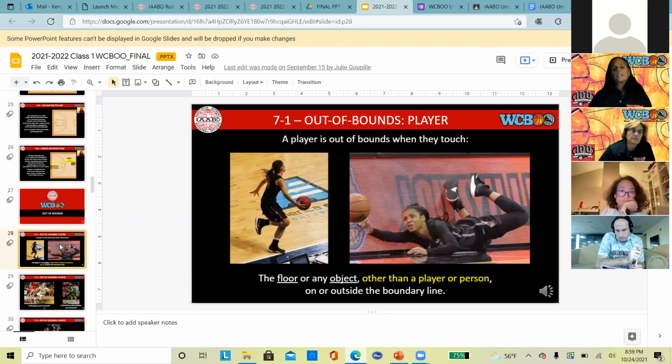Out of bounds. This is just kind of straightforward, and this is rule 7.1, Will. So the reference is up top. We've jumped to rule 7: is a player inbounds or out of bounds? That's something we have to determine. A player is out of bounds when she's touching either the boundary line or an object out of bounds. And there's a whole bunch of different pictures that depict whether the player is out of bounds or not.